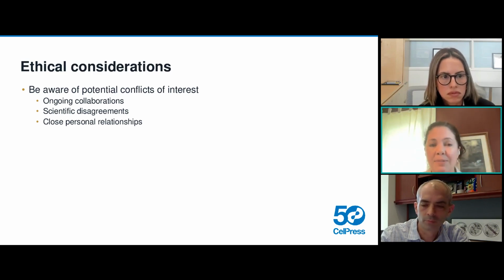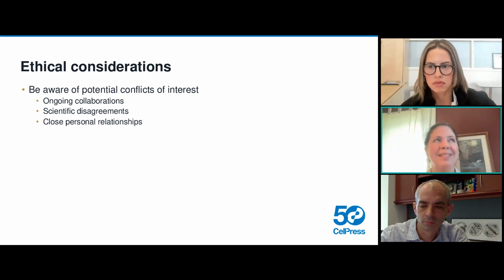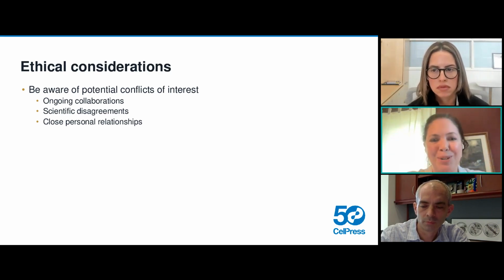Examples of some of these would be ongoing collaborations, particularly new ones, if you haven't collaborated with somebody in the past, but you're actively working on a related topic right now. Scientific disagreements can be conflicts of interest. And any close personal relationship that you might have with someone would also be a potential conflict of interest. That extends to former mentors.